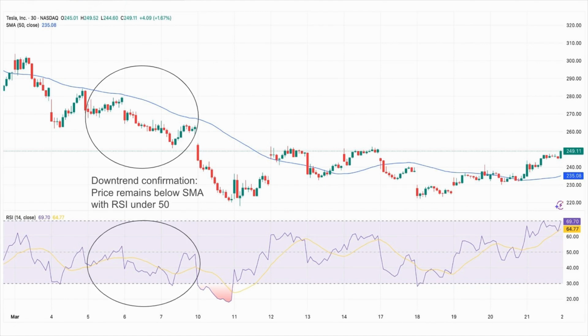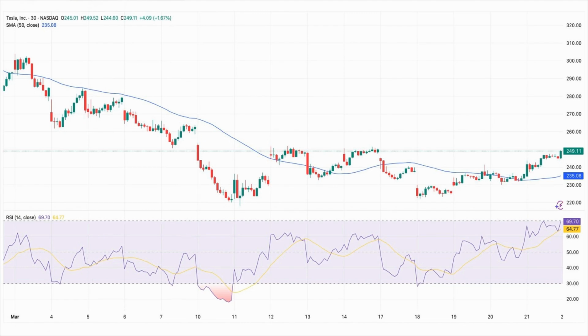Between March 5th and 7th, Tesla continues trading below its 50-day SMA, while the RSI remains below 50. This sustained interaction confirms persistent bearish momentum. Note that even during small price bounces, the RSI failed to recover above 50, and price couldn't reach the SMA. This interaction signaled the downtrend remained intact.